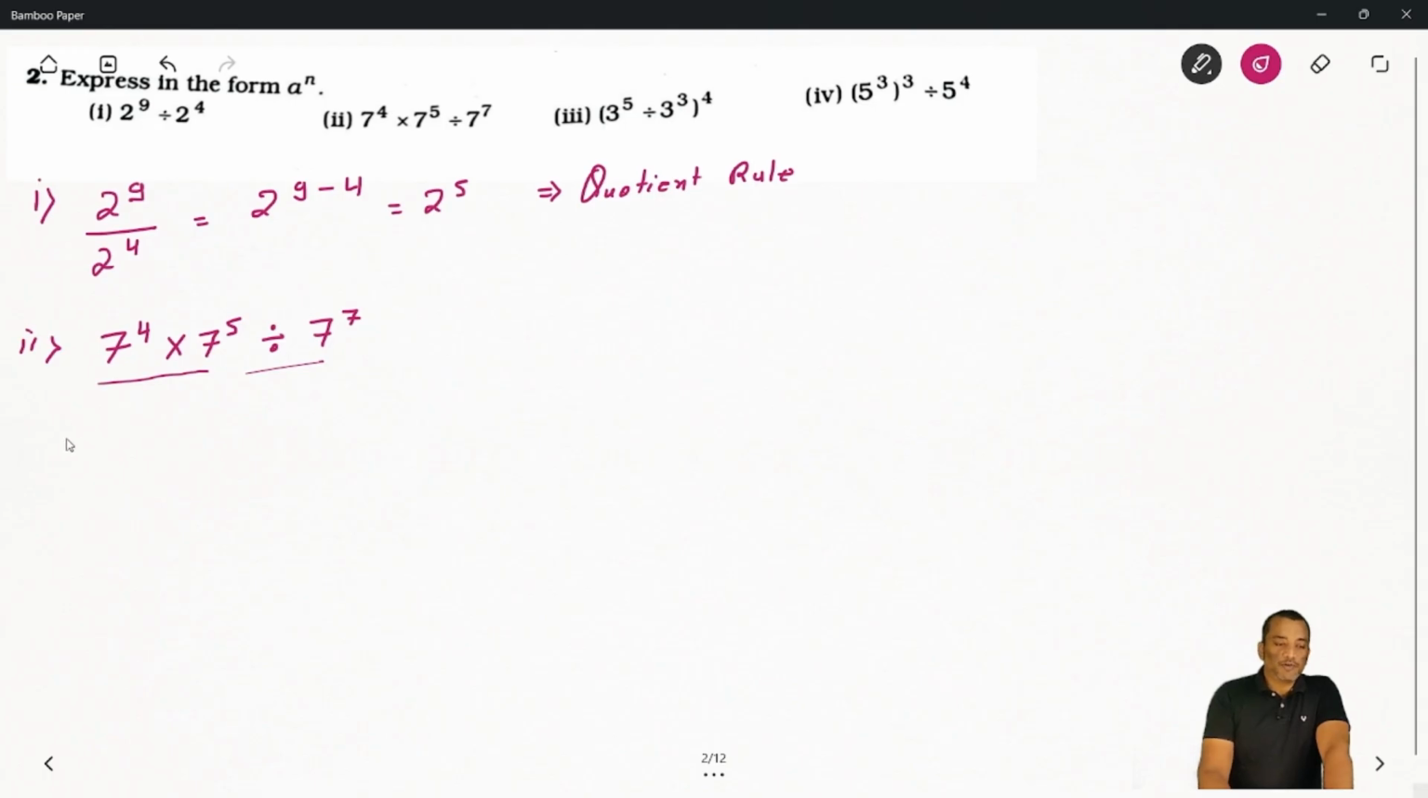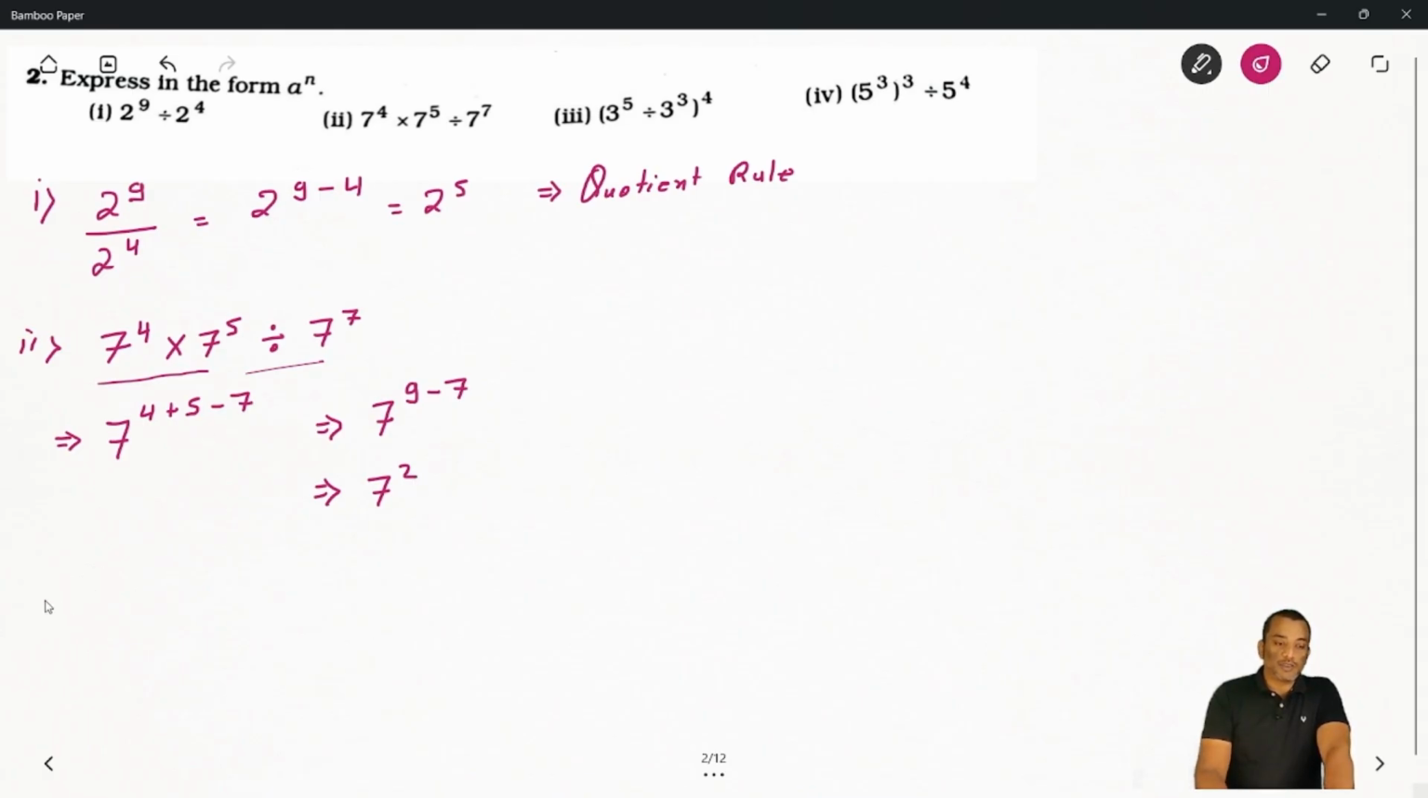So first, you know the BODMAS. Either if you want you can solve all at the same time. So you can say directly 7 to power 4 plus 5, and this is individual. So we can say minus 7. So how much will you get here? So you can say 7 to power 9 minus 7. So you will get here 7 to power 2. Okay, so hope it gets clear. So here n is positive.